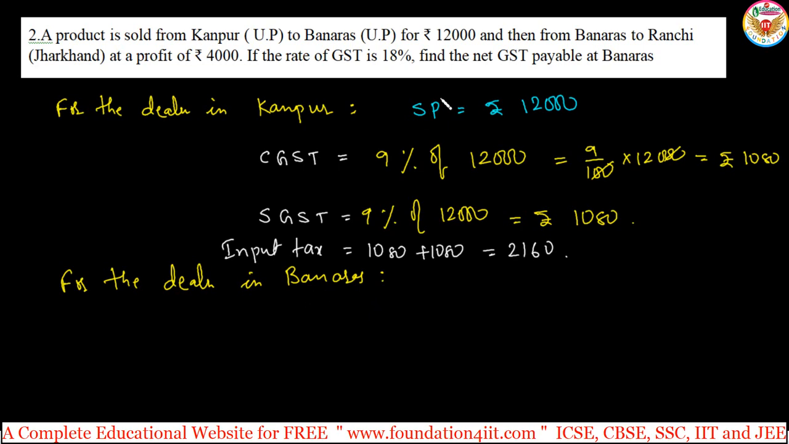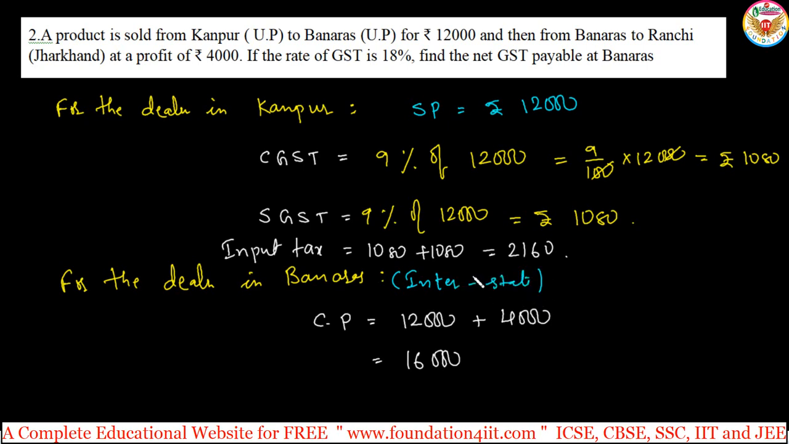Now next, this person with the profit of 4,000. So with 4,000 profit, for this dealer at Banaras, the cost price is 12,000 plus profit of 4,000, because he sold along with the 12,000 with the 4,000 profit. So 12,000 plus 4,000 is 16,000. Now this, the second case, is interstate.